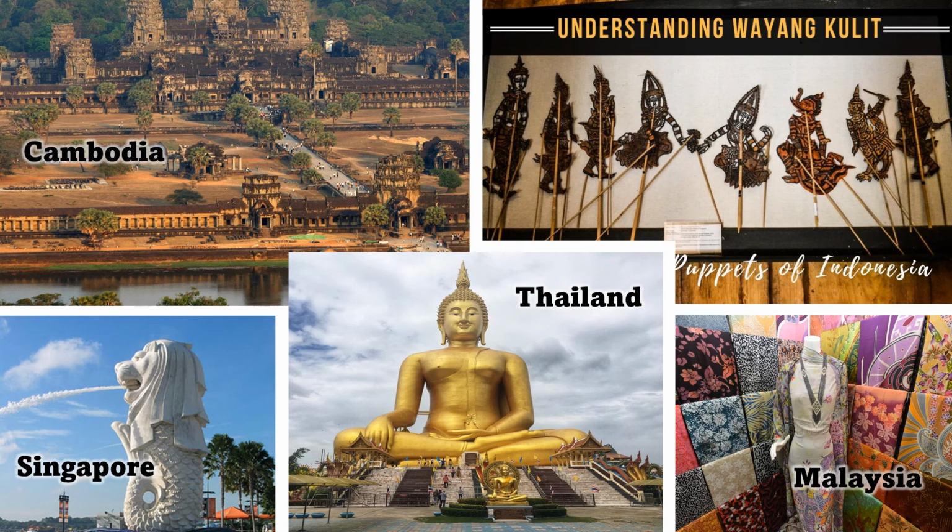Religion influences most of the sculpture in Thailand, like the Buddhist sculpture. Cambodia has several bas-reliefs narrating their classical Khmer culture, which can be seen on the famous Angkor Wat Temple, and in Singapore with its iconic Merlion.